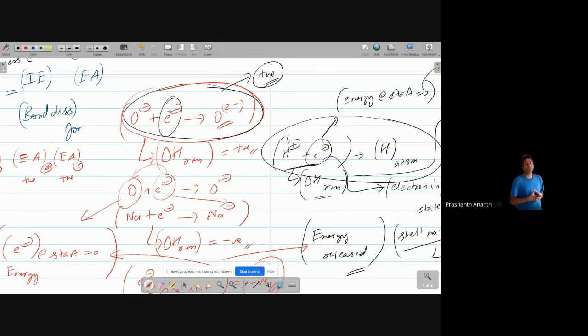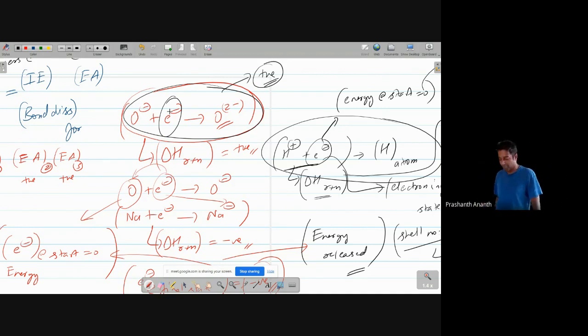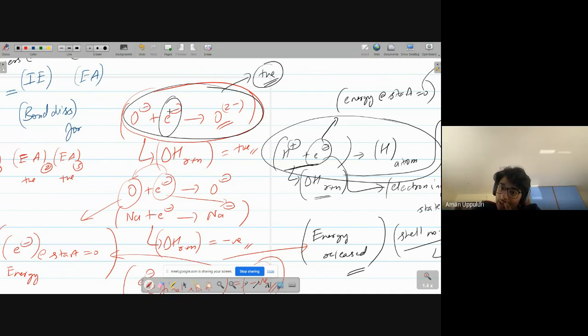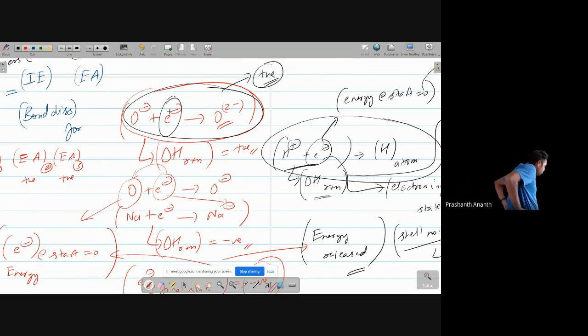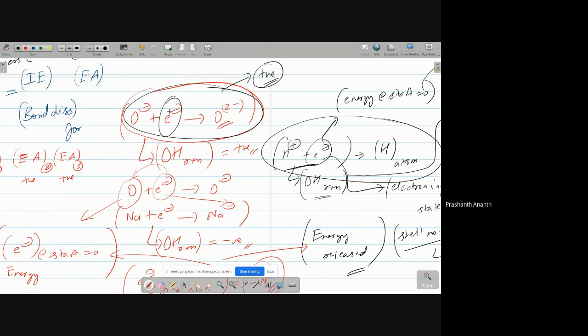What is happening in that reaction? Voice it out. What is happening? Electron goes into the oxygen atom. Oxygen atom? Sorry, ion. What ion? O minus ion. So what is the charge of the electron here?